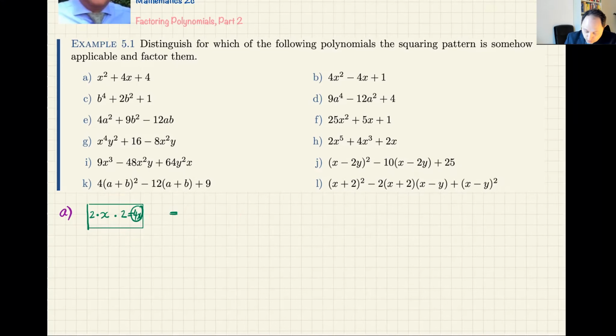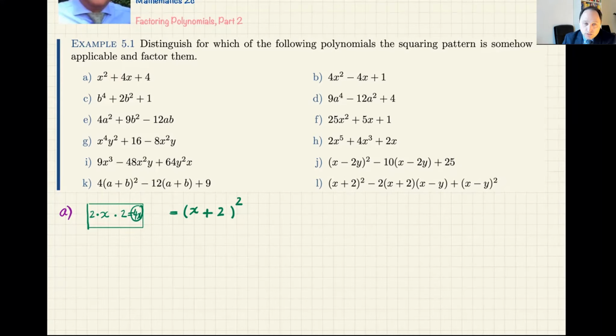Okay, so if I want to do this, then I would put a pair of brackets with power of 2 here. I take the square root of this one, which is x. I take the square root of this one, which is 2. And then I check the middle term. If it is positive, I put positive. If it is negative, I put negative. So here I have to put positive. So what I expect you to write for me as the answer is just this one. But I want you to learn to check this at least in your head.